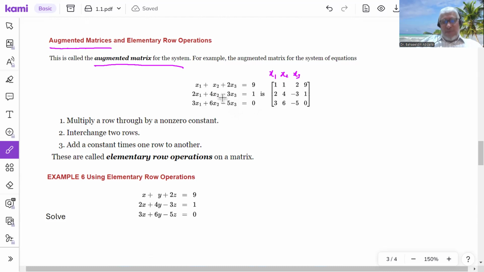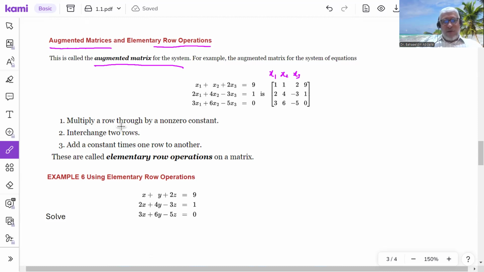We start by representing the system by the augmented matrix, and then we work with this augmented matrix to solve the system by methods called Gaussian elimination or Gauss-Jordan. We use row operations. We use what we call elementary row operations.